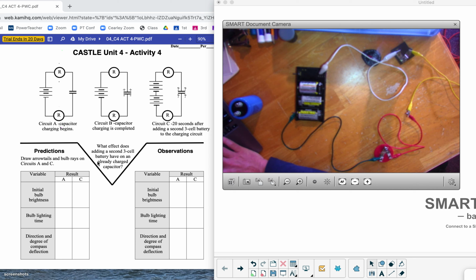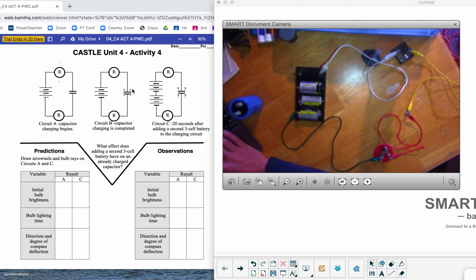The V question asks, what effect does adding a second 3-cell battery have on an already charged capacitor? So if we consider the 3 diagrams across the top, circuit A is a 3-cell battery pack with 2 round bulbs and a capacitor, and it says circuit A, the capacitor begins charging. Circuit B, capacitor charging is complete. So basically A is the beginning of charging the capacitor, and B, now the capacitor is fully charged.